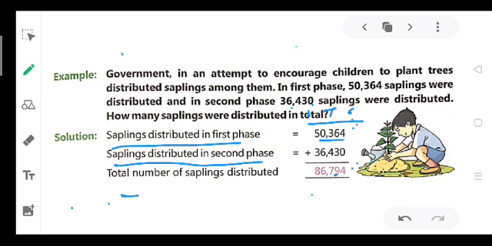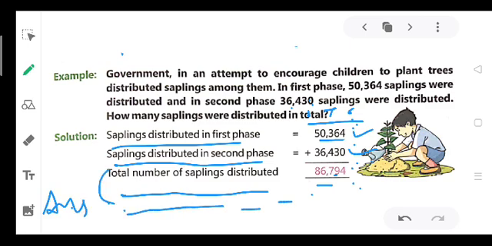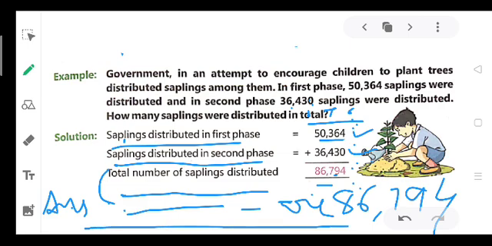Then third is total number of saplings distributed is equal to this plus this, and both you will add here. Now third step, you have to write the answer. So how will you write the answer? Same as this, total number of saplings distributed are 86,794. So here 3 statements are written, but you will write the answer statement also. Clear, students? And the answer statement is the same as the last statement. Total number of saplings distributed are this one.